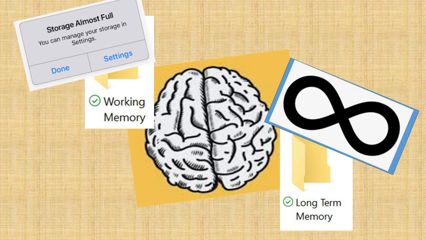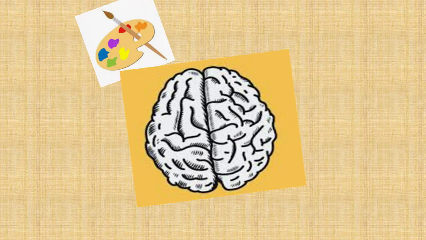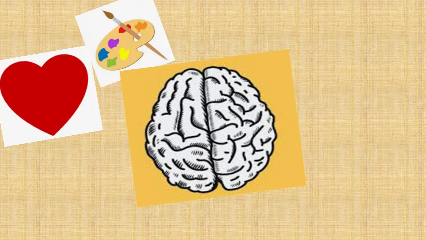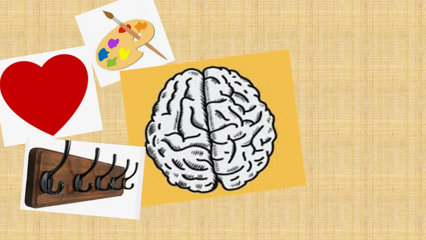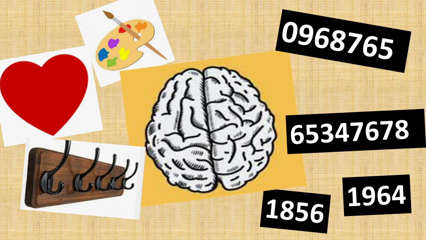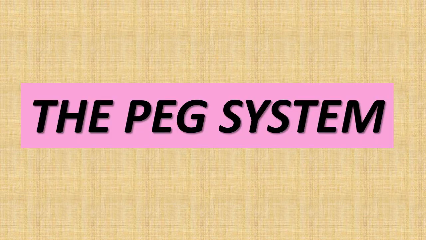To get something into your long-term memory, it has to be something that's either visual, something you might have an emotional connection to, or something that you can hook to other memories. And that makes numbers very hard to remember because they aren't visual. You don't often have a very emotional response to them, and they're very difficult to link to other things. And that's where the PEG system comes in.